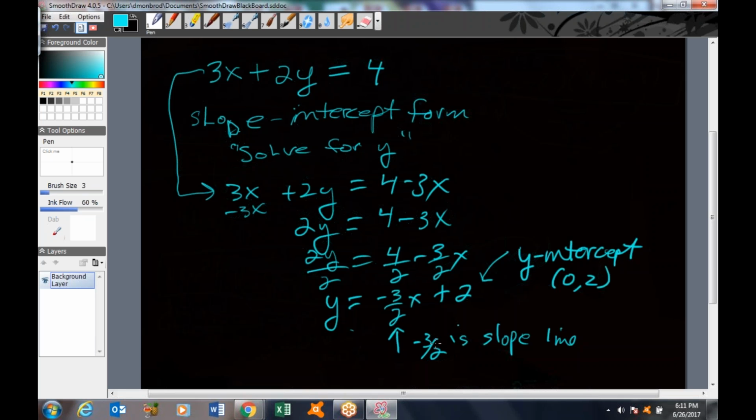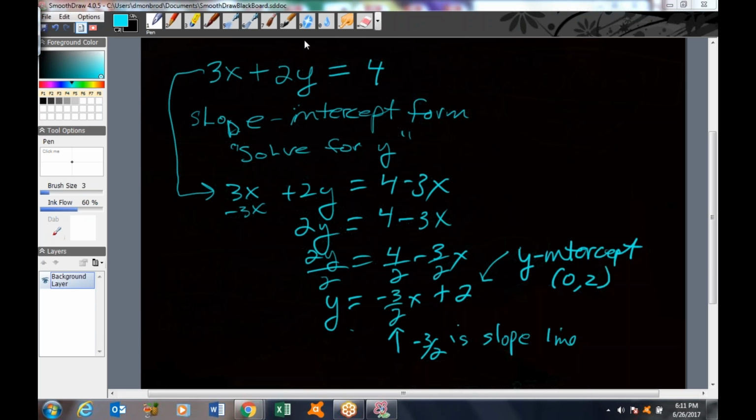Now the reason this is the slope is because as x changes by 1 unit, y will change by negative 3/2 units. Another way to say it is that if y changes by negative 3 units, x will change by 2. So for every 1 unit, y will change by negative 1.5. Another way to say the same thing is that for every 2 units, y will change by negative 3. So that's what we can use to analyze the line.